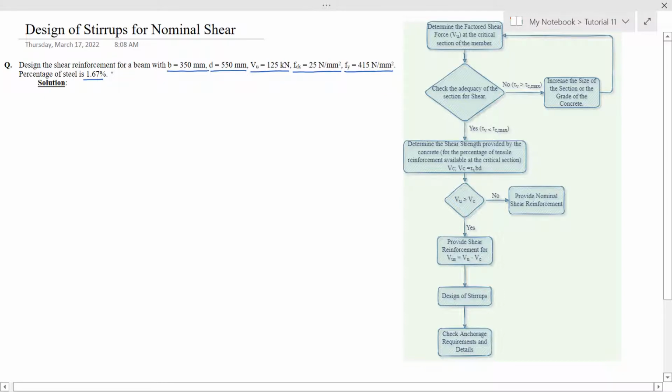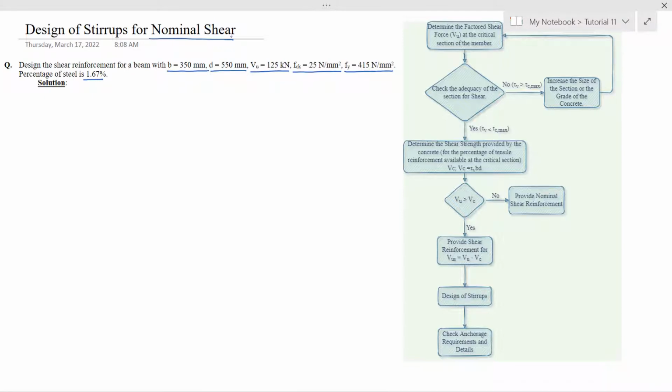So as our title suggests, we are only designing the stirrups for nominal shear. However, when you are presented with a problem, you have to check whether you have to design for nominal shear or you have to design for certain value of shear force that is coming onto your structure. So we will proceed as follows for now.